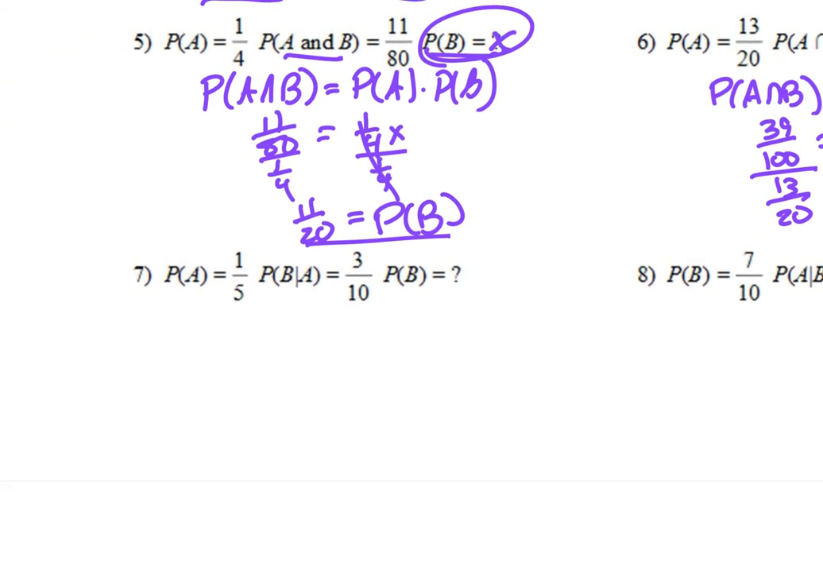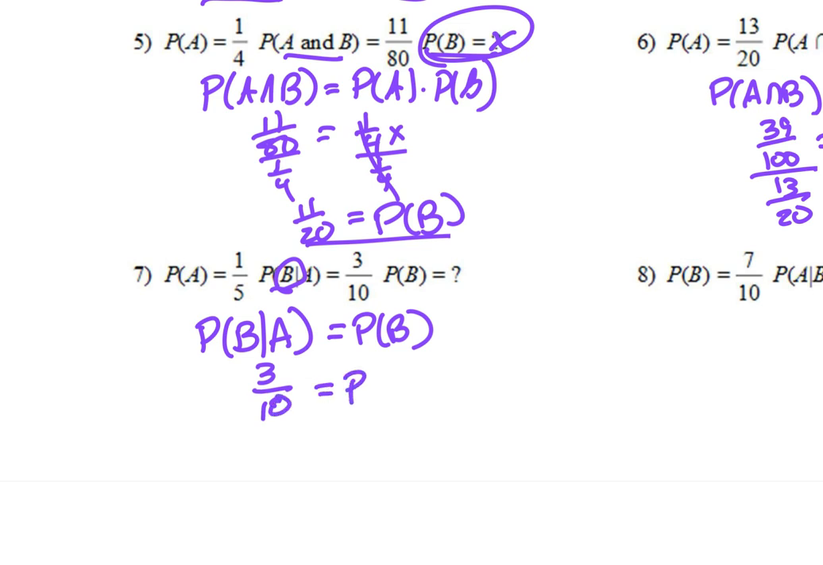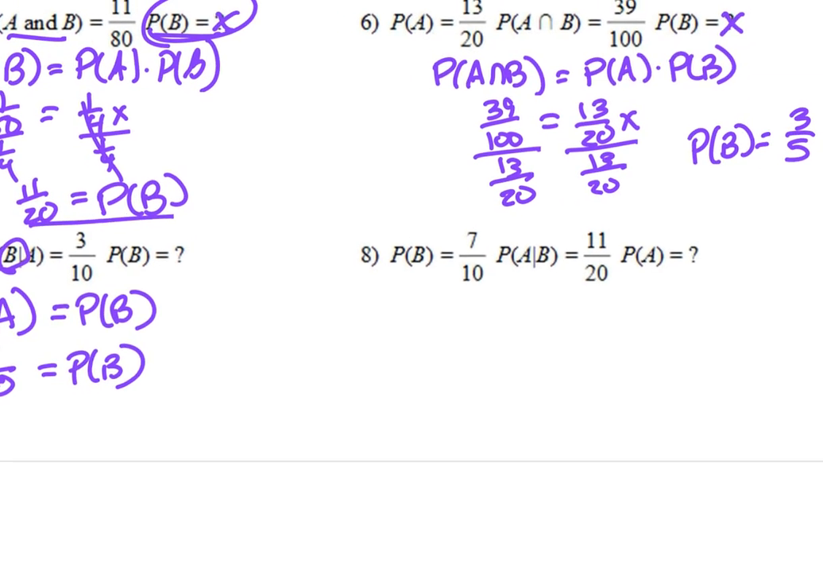Amazing. These are even easier, just because there's no actual math involved. Because if we have the probability of B given A, that's absolutely equal to the first one, or the probability of B. So B given A is 3 over 10. That's equal to the probability of B. I'm done. If they're independent, then it doesn't matter that A occurred.